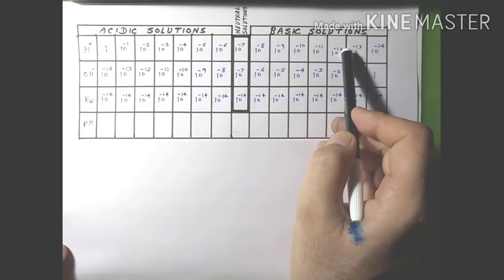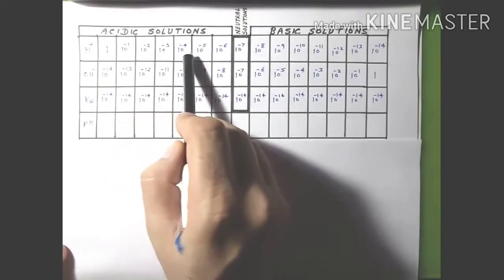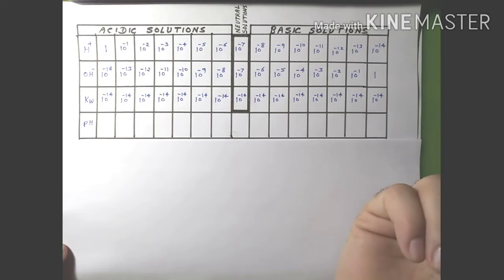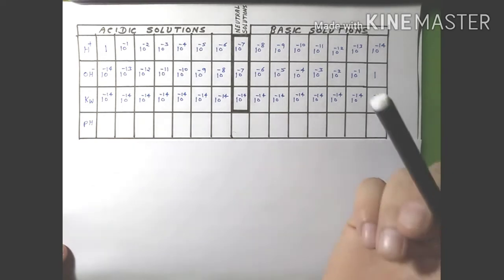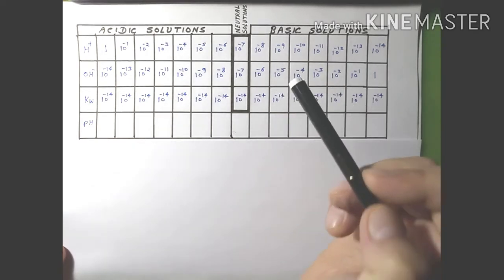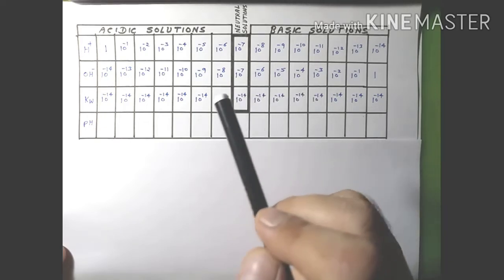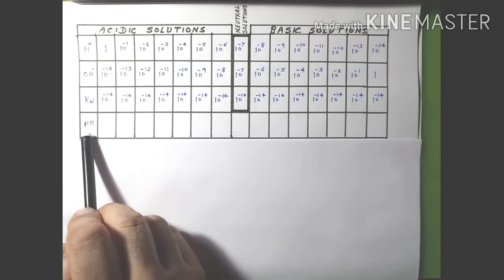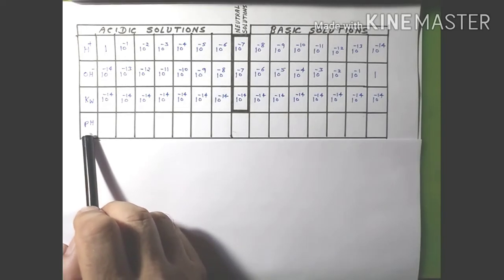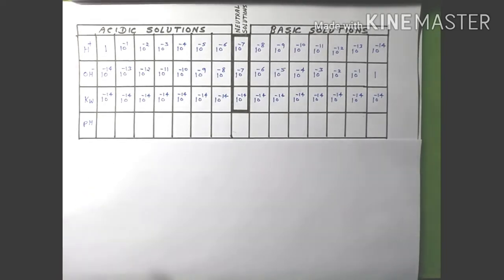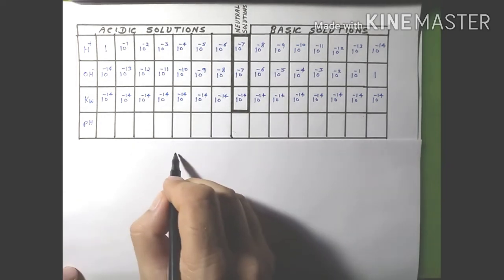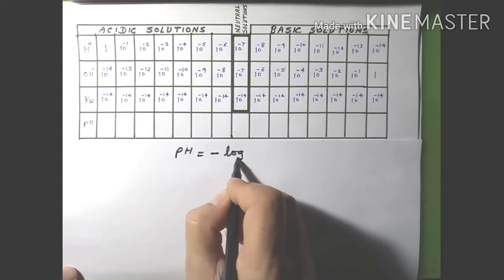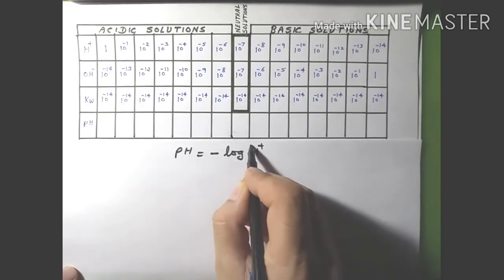So he said that we convert these values in the powers into whole numbers, so that with the help of the whole numbers we can very easily define the acidic and basic strength of the solution. And those whole numbers are called the pH scale. And how do we get those whole numbers? By using a formula: pH is equal to minus log H plus.